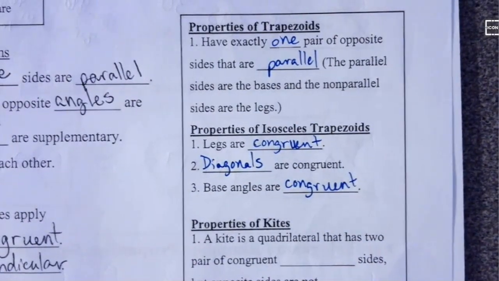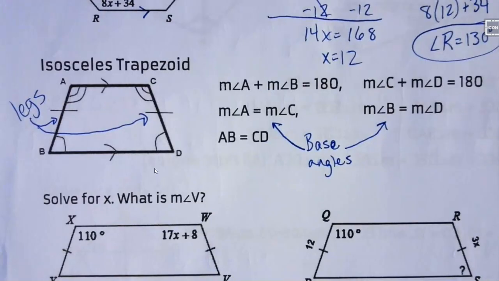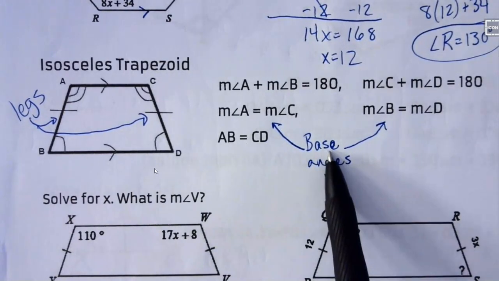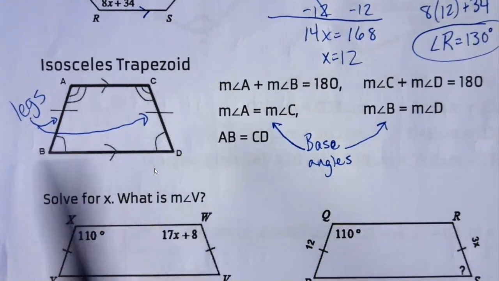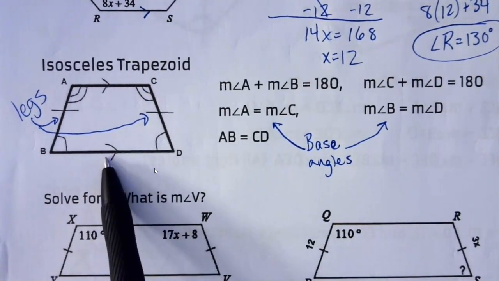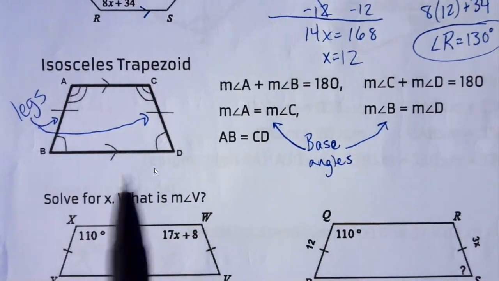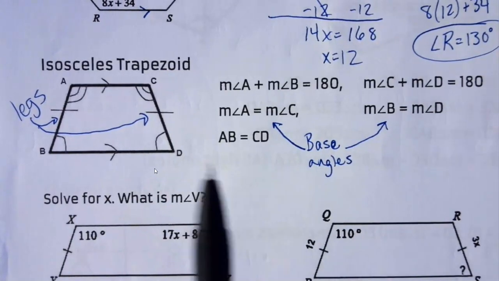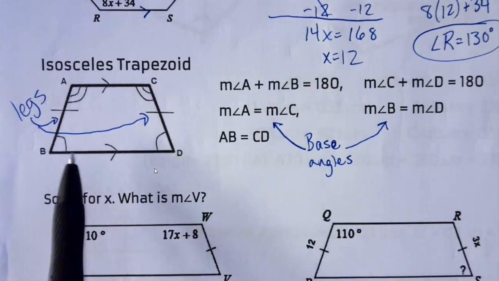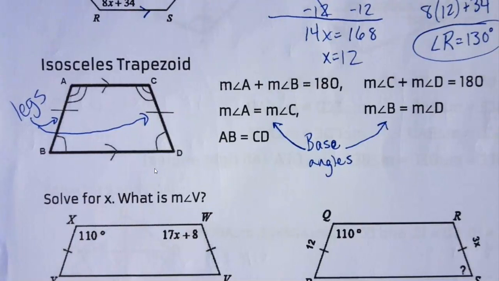We're going to move back to page 8. These are called legs. These are called base angles. We have already discussed that these are called the bases. The base angles are the 2 angles that touch the same base. So like B and D both touch this base down here. They are congruent to each other. They're called base angles. These legs are always going to be congruent for isosceles trapezoids.